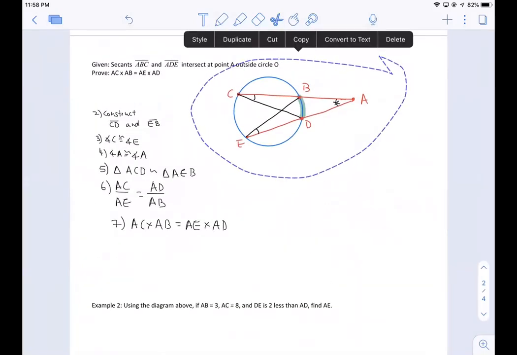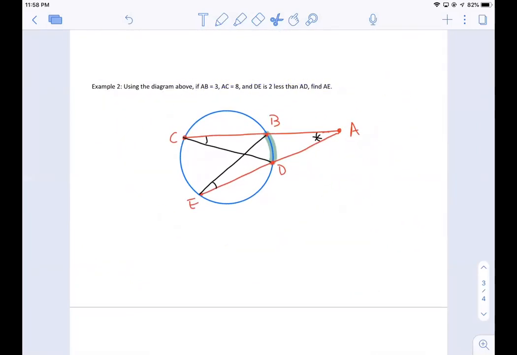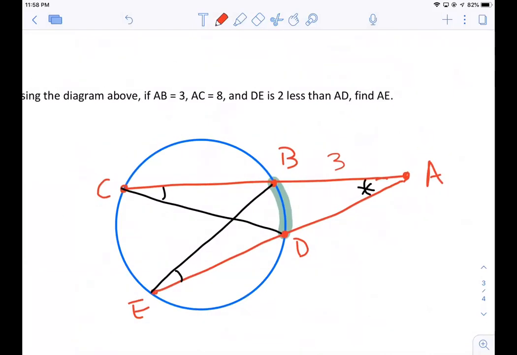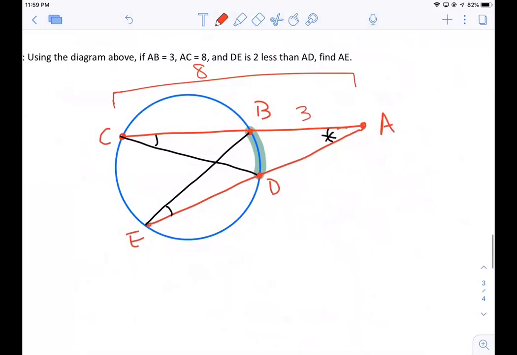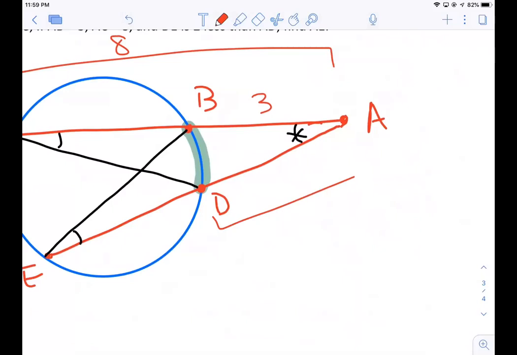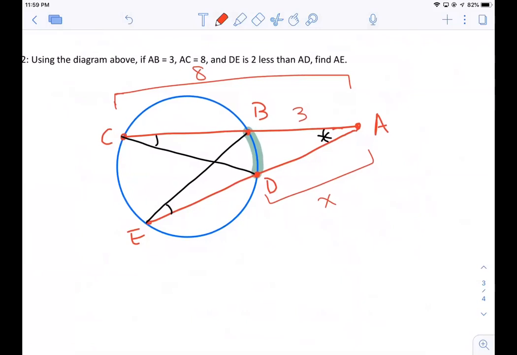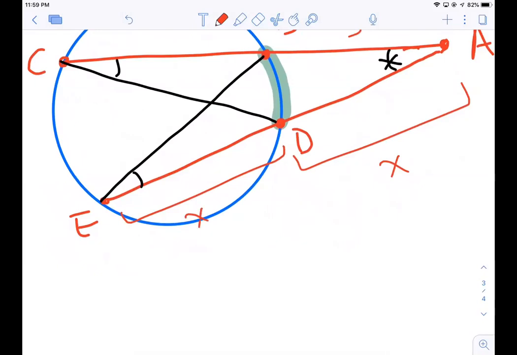Right, I'm going to copy this down here so I can label everything. So we've got AB is 3, AC is 8, DE is 2 less than AD. So DE, this guy, is 2 less than AD. So if I call AD, let's say, X, right? Then DE is 2 less than that, so I'm going to call this piece X minus 2.